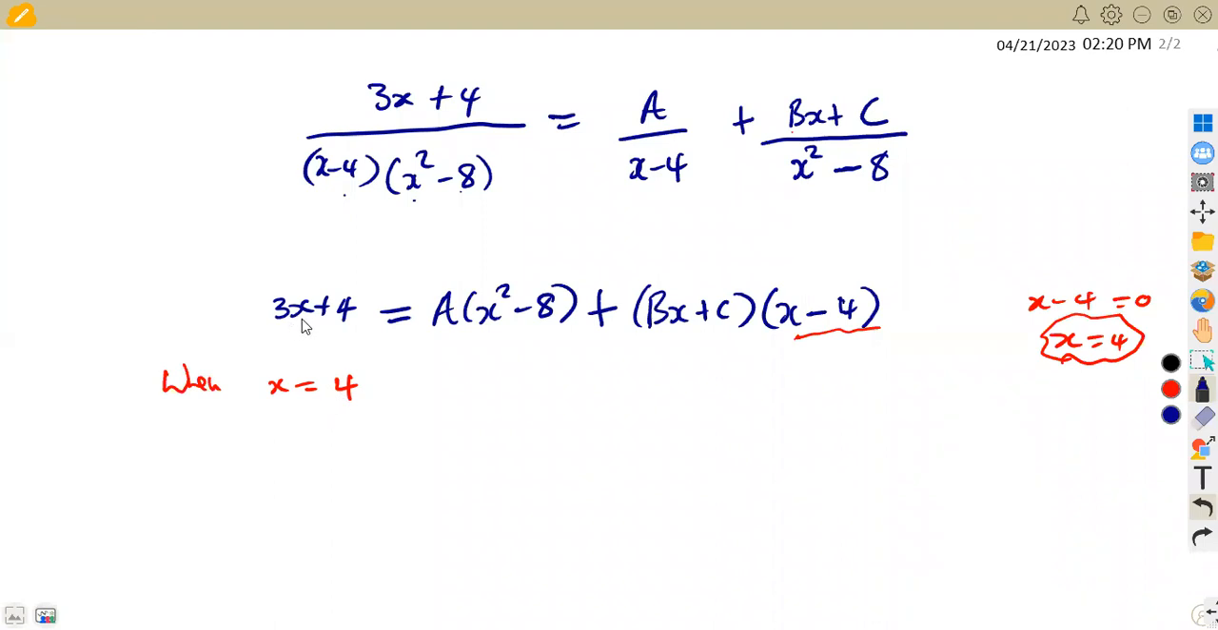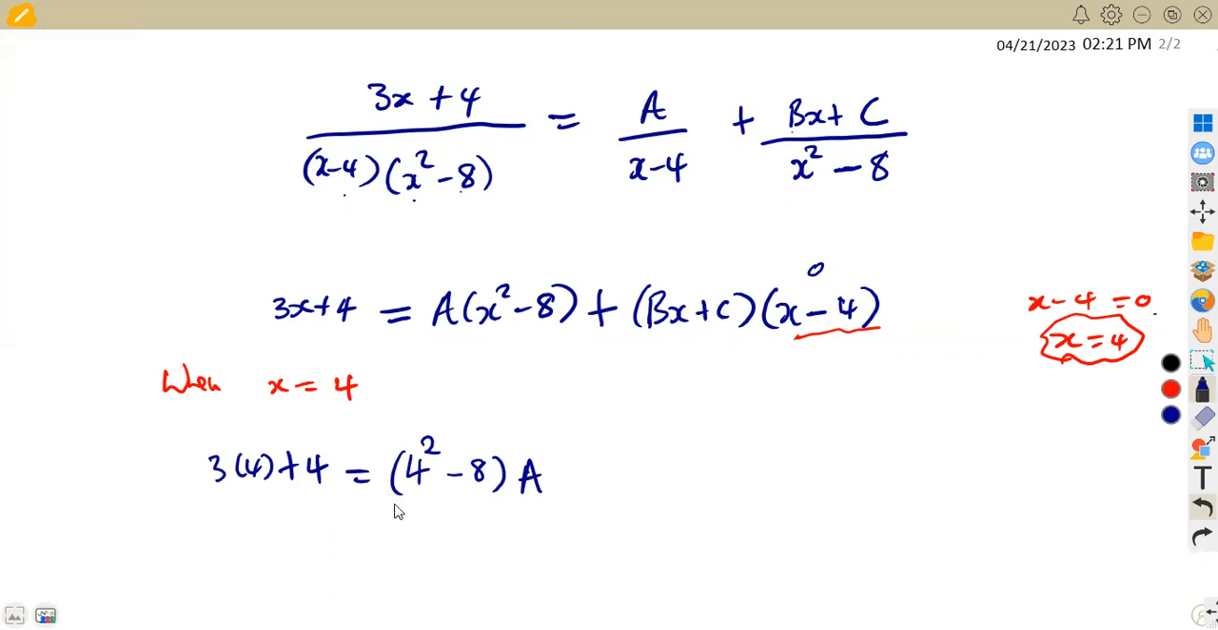So the first part, that's 3 times 4 plus 4 in this case, which is equal to, here we are going to have 4 squared minus 16. So that is 4 squared minus 8, times a. On this part, since this is the bracket that gave us a 0, whatever you're going to obtain is going to be 0. So 0 times this, that's 0. We are left with this part.